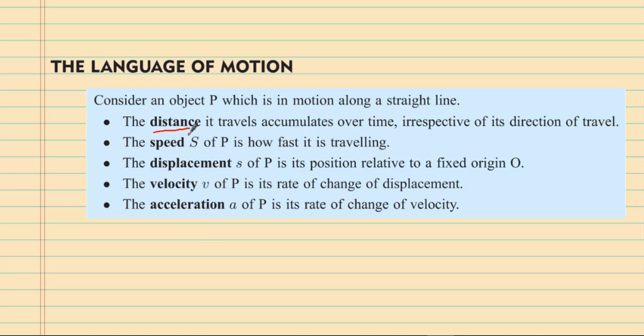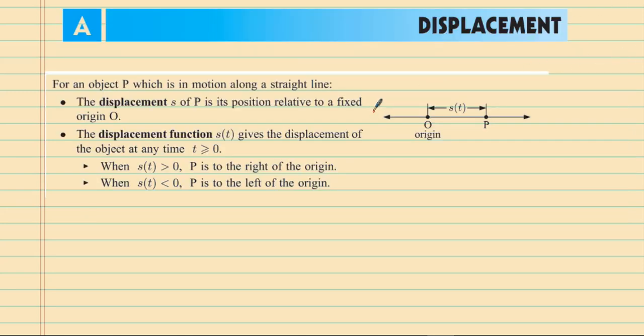There's the distance traveled over time, how long you go to the right, to the left, doesn't matter. The speed, how fast it is traveling. There is a huge difference between speed and velocity. You should remember in velocity, the direction is also very important. Speed is just how fast you are traveling. Displacement is from a fixed point, your movement to the left or to the right. We'll discuss each of them one by one. The acceleration is the rate of change of the velocity. So let's start with the displacement.